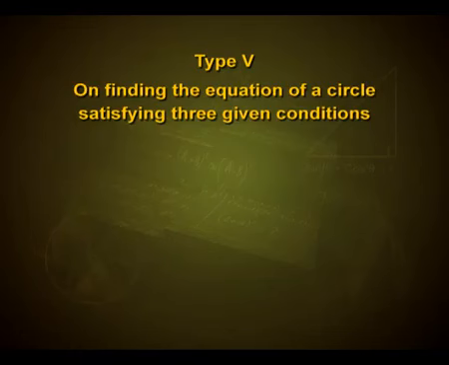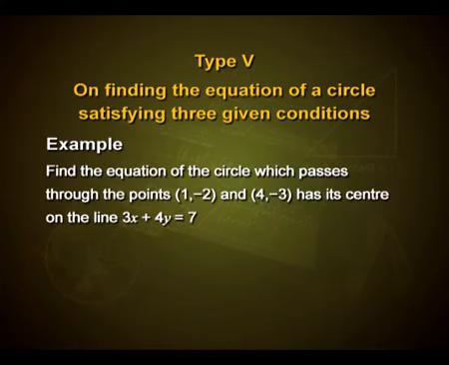Hence, the given points are concyclic. Now, we have type 5 problems on finding the equation of a circle satisfying 3 given conditions. We have a beautiful example here. Find the equation of the circle which passes through the points (1, −2) and (4, −3) and has its center on the line 3x = 7.